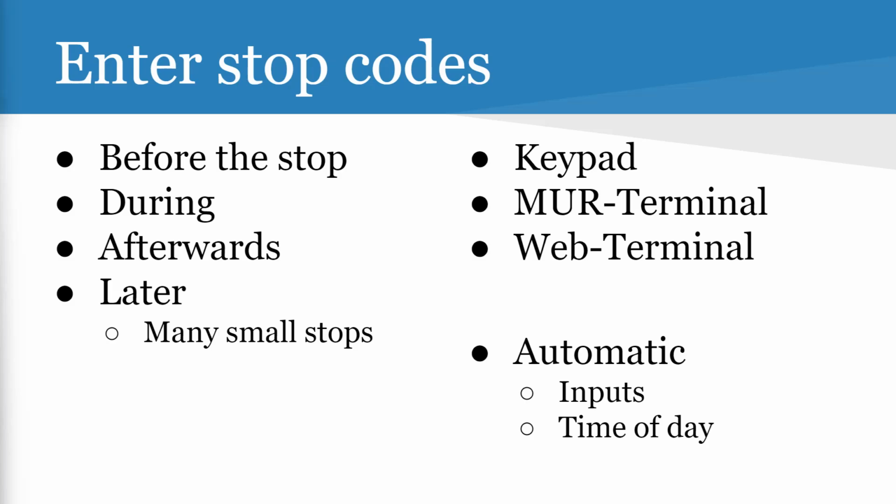Then the machine operator can use the keypad on the MUR-Box to enter stop codes. And on the right side we have keypad, MUR terminal, web terminal, which is 3 different ways you can enter stop codes. But once entered, they have the same effect in the MUR system. So let's jump over to the demo.